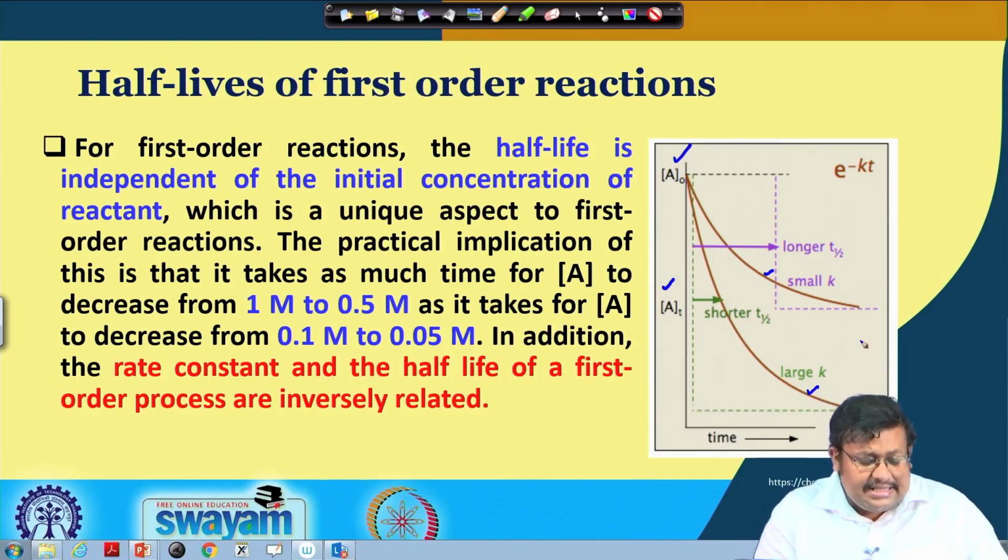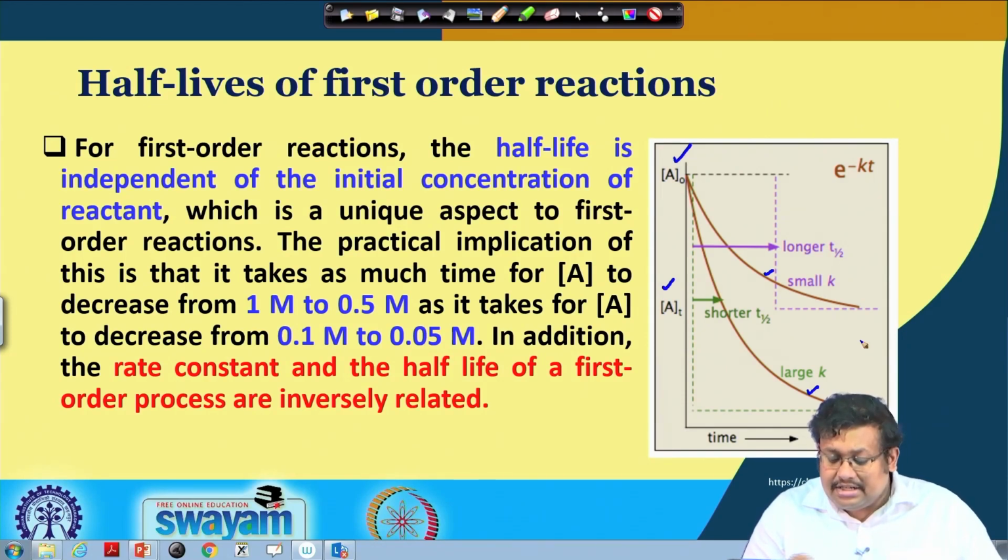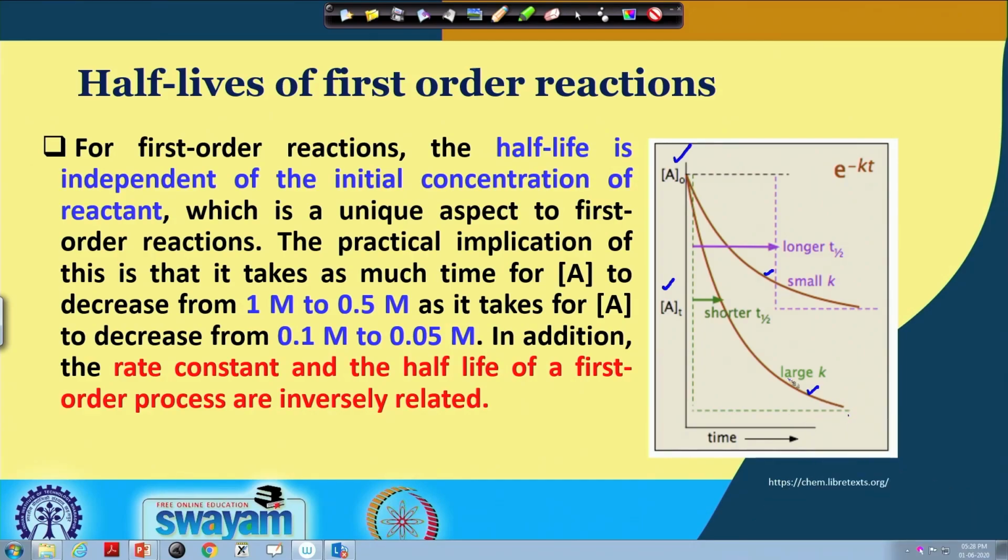Now, as we can see, the rate constant and the half life of the first order process are inversely related. So, in this condition, if you see, the half life will be somewhere here. So, here it becomes 0. So, the half life should be somewhere here.